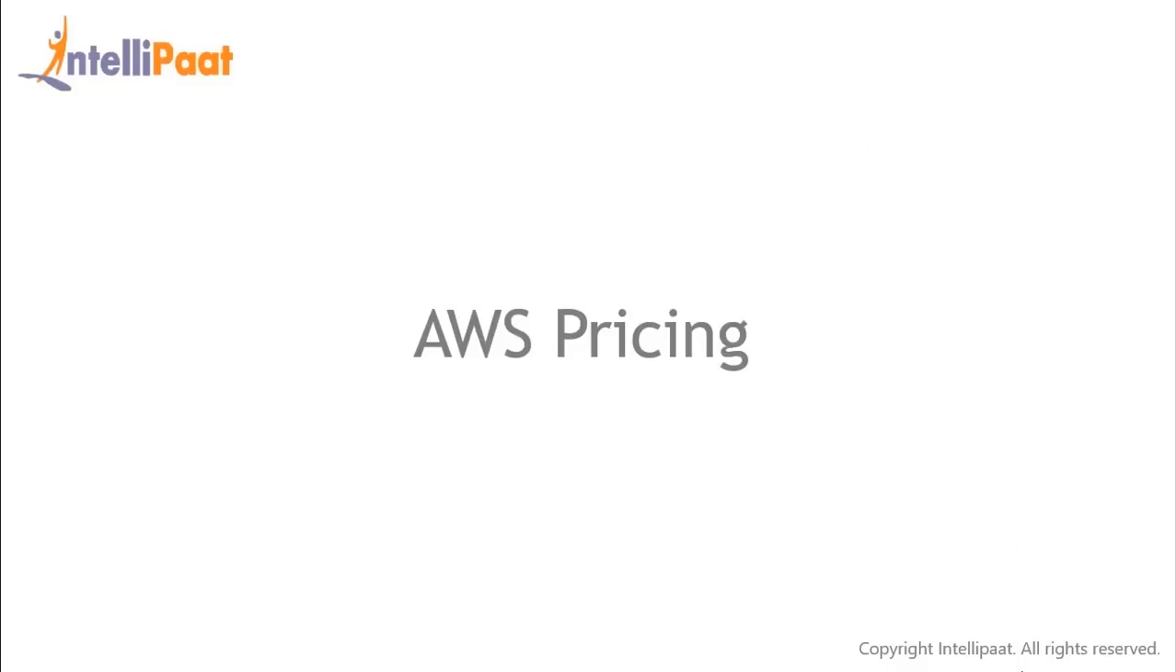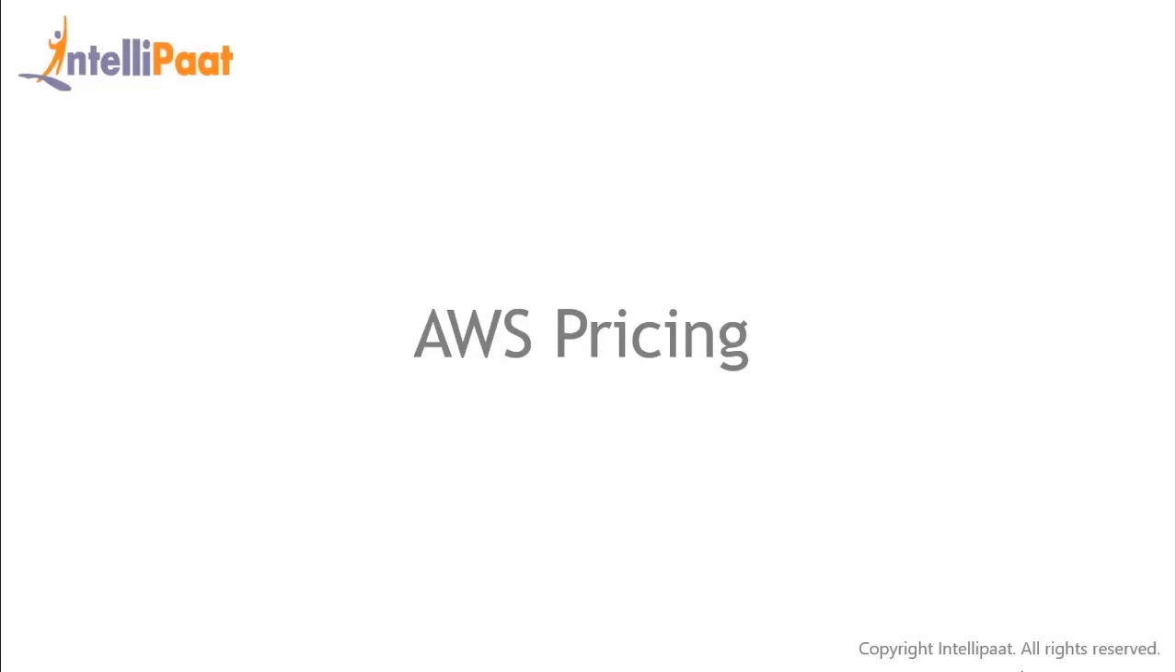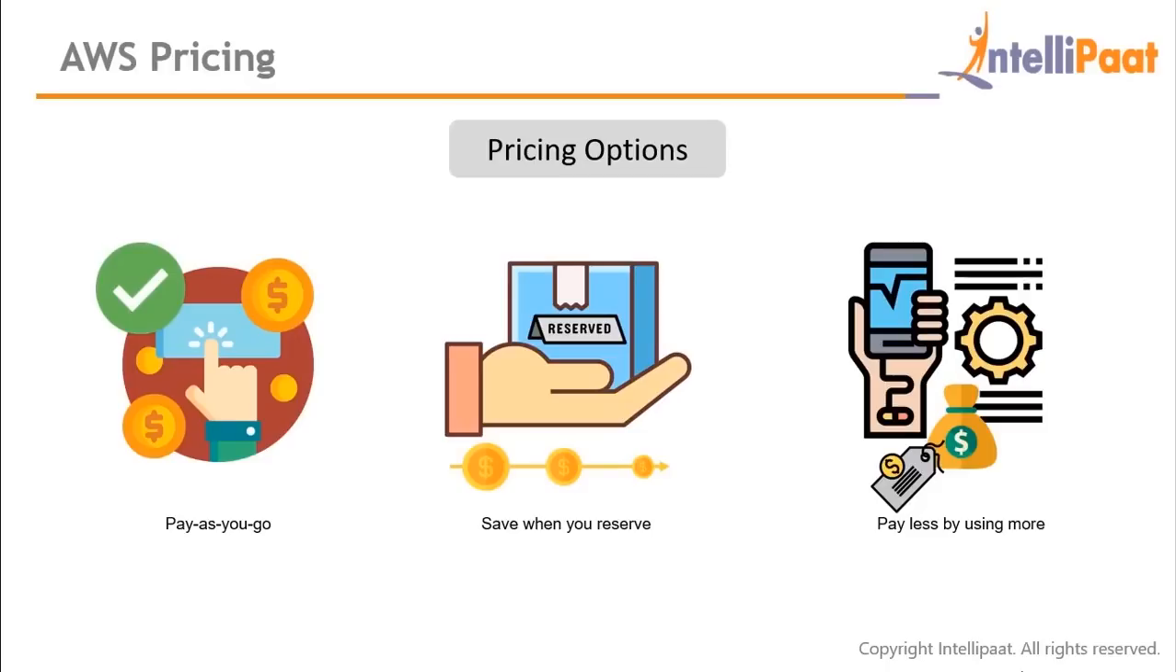Now we have come to the part of Amazon's pricing models. Okay, come on, let us look into it. So AWS provides three types of pricing options. The first pricing option is pay as you go or pay per use. The second pricing option is save when you reserve. And the last one is pay less by using more. Let us see pay as you go right now.